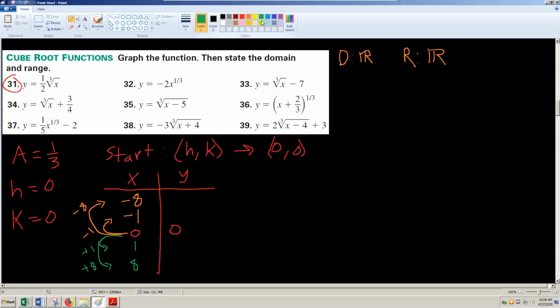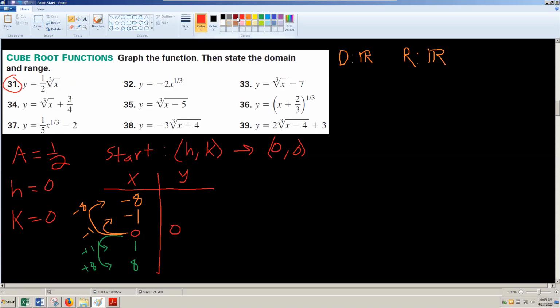So now I'm going to plug in my -8 here. If I plug in -8, I'm going to be doing 1/2. Did I write down 1/3? I don't know where I wrote down 1/3. I meant to write down 1/2. That's my bad. Let me fix that real quick. There we go. So a value 1/2 here, cube root.